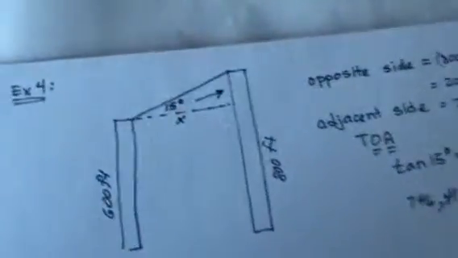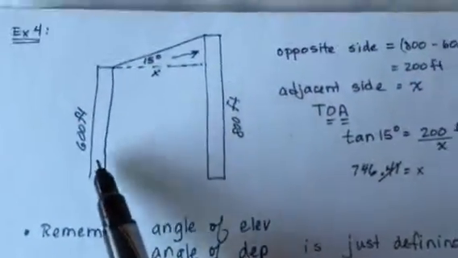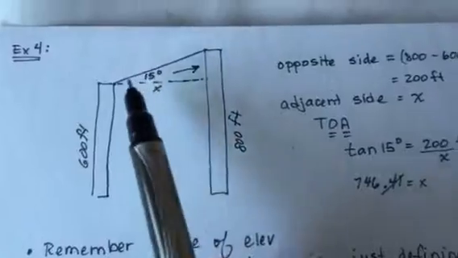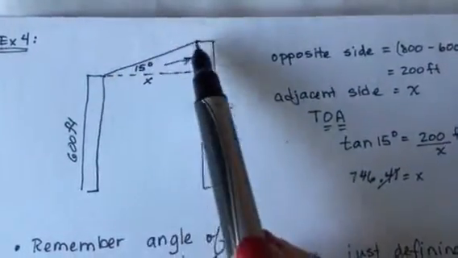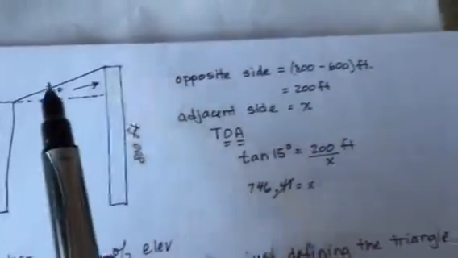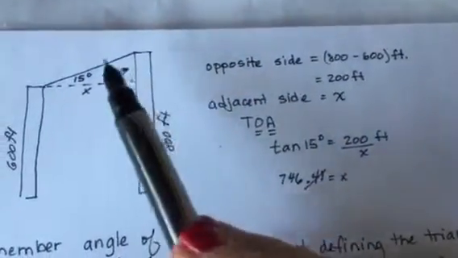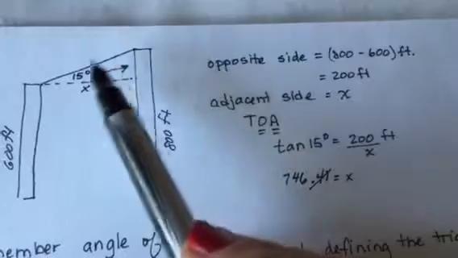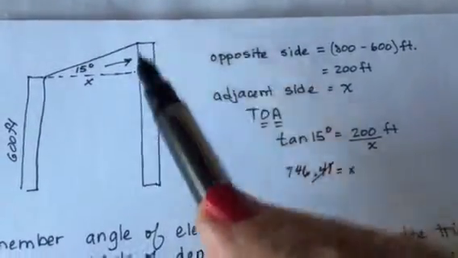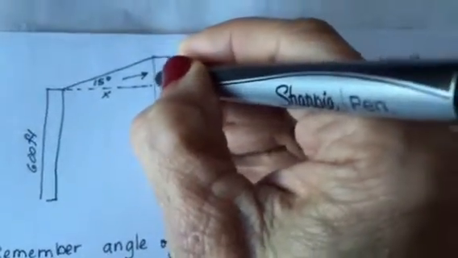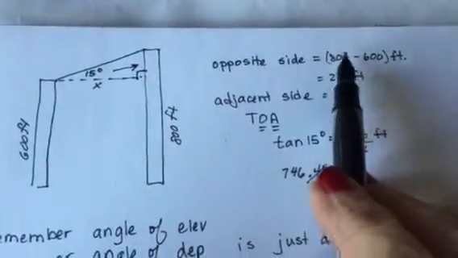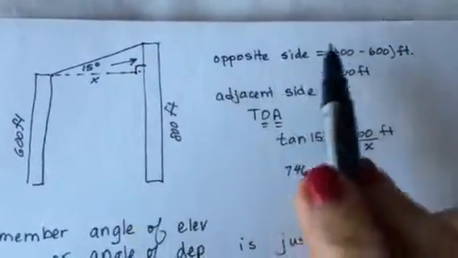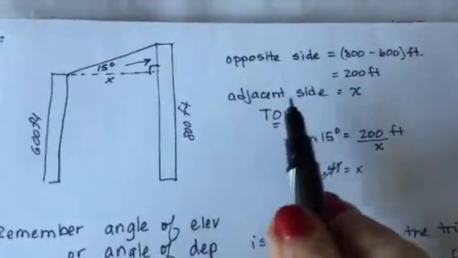One more example shows two buildings. One is 600 feet, one is 800 feet, and we're to determine the angle of elevation from the top of the one to the top of the next. Well, our first job is that this is the opposite side of the 15 degree angle of this little triangle that we're considering, and that equals the total height, 800, minus the smaller height, 600, so 200 feet.